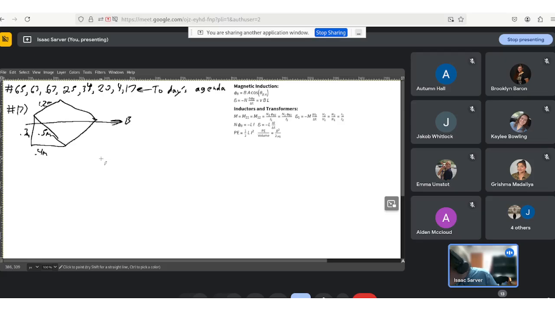A 5-sided object whose dimensions are shown in the drawing. 5. 1, 2, 3. Yep. 5-sided object, better known as a triangular prism, whose dimensions are shown in the drawing. Placed in a uniform magnetic field. Magnetic field has a magnitude of 0.25 Tesla, and points in the positive y direction. To the right. Determine, you want to know the magnetic flux through each side.